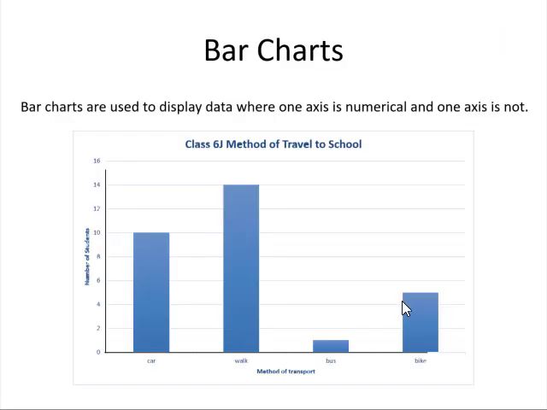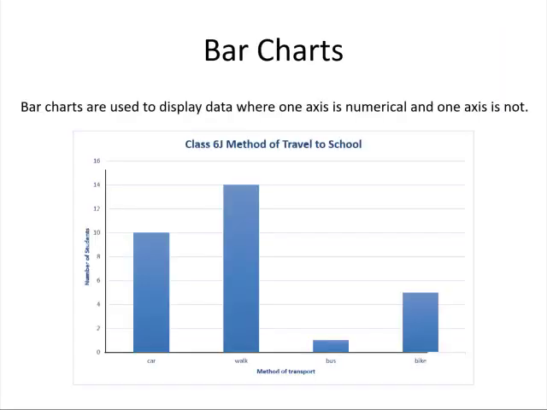Bar charts. Bar charts are used to display data where one axis is a number and one axis is not. Let's have a look at an example. To determine the number represented by a bar, look across where the height of the bar would intersect the y-axis. Sometimes you may need to do some calculations, such as subtract the value of one bar from another.